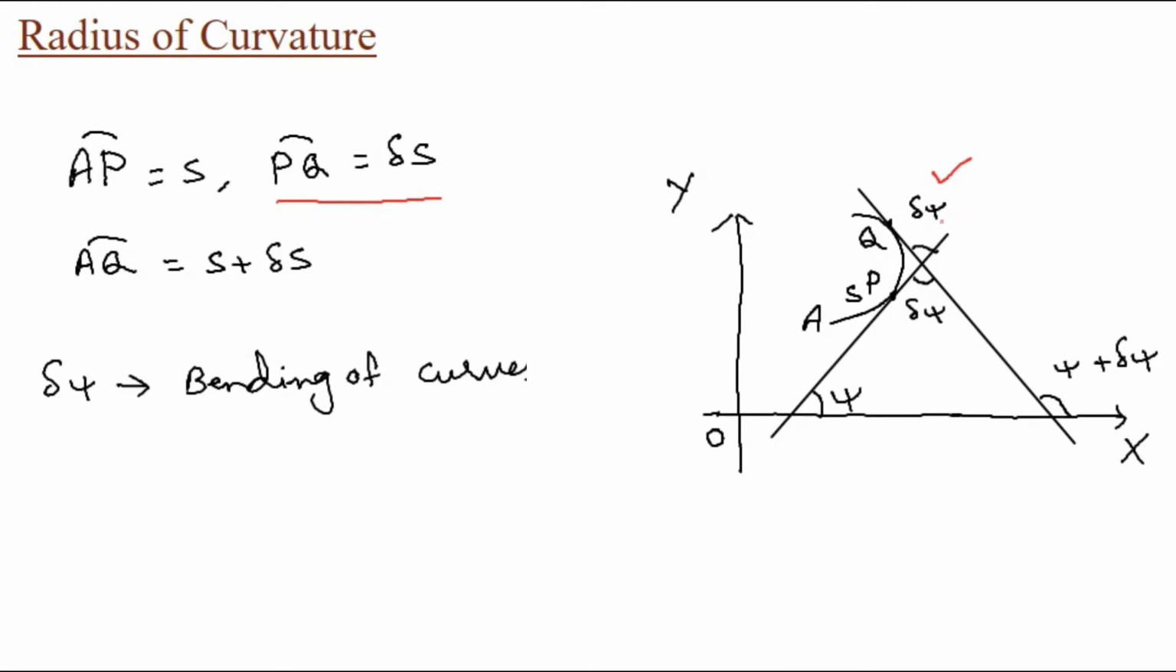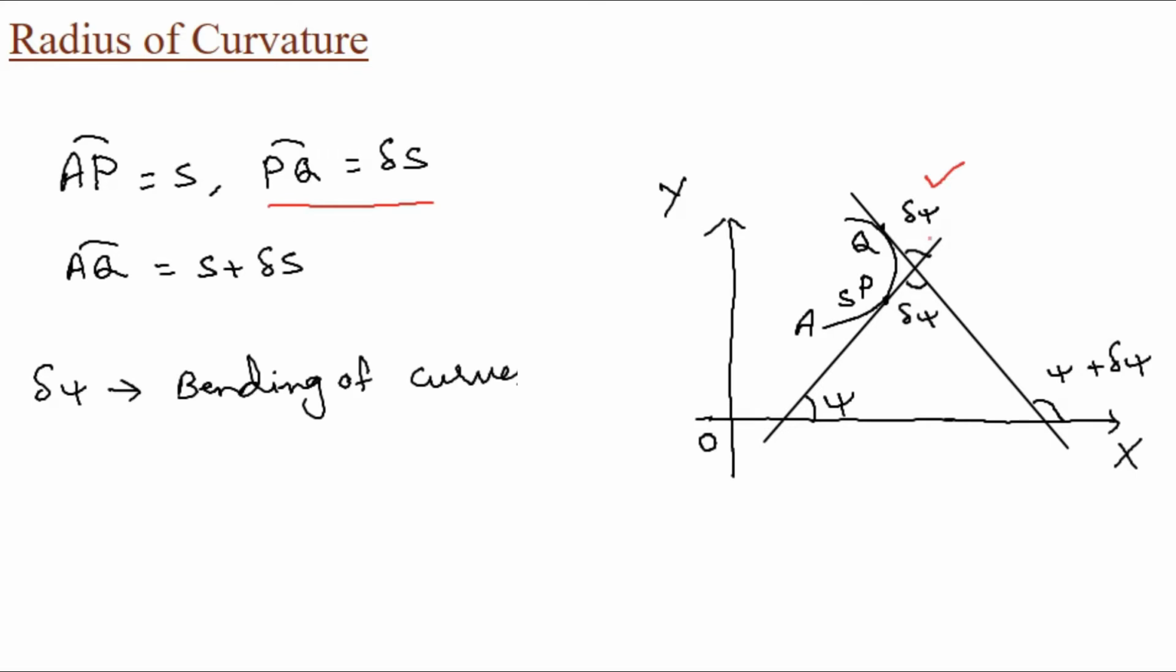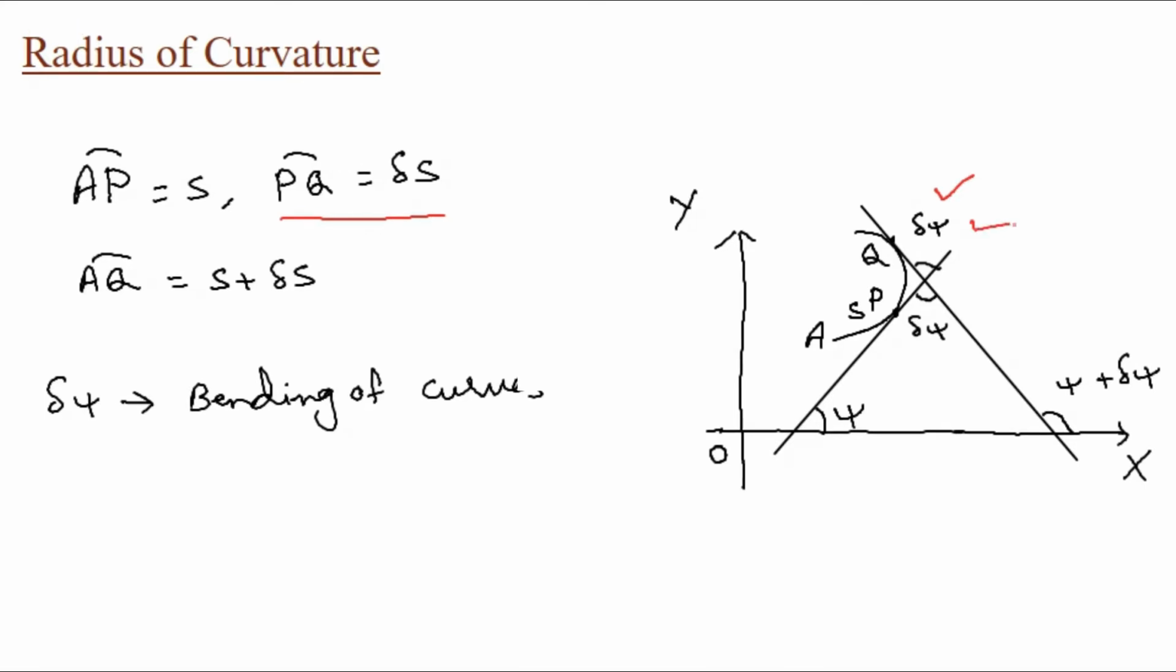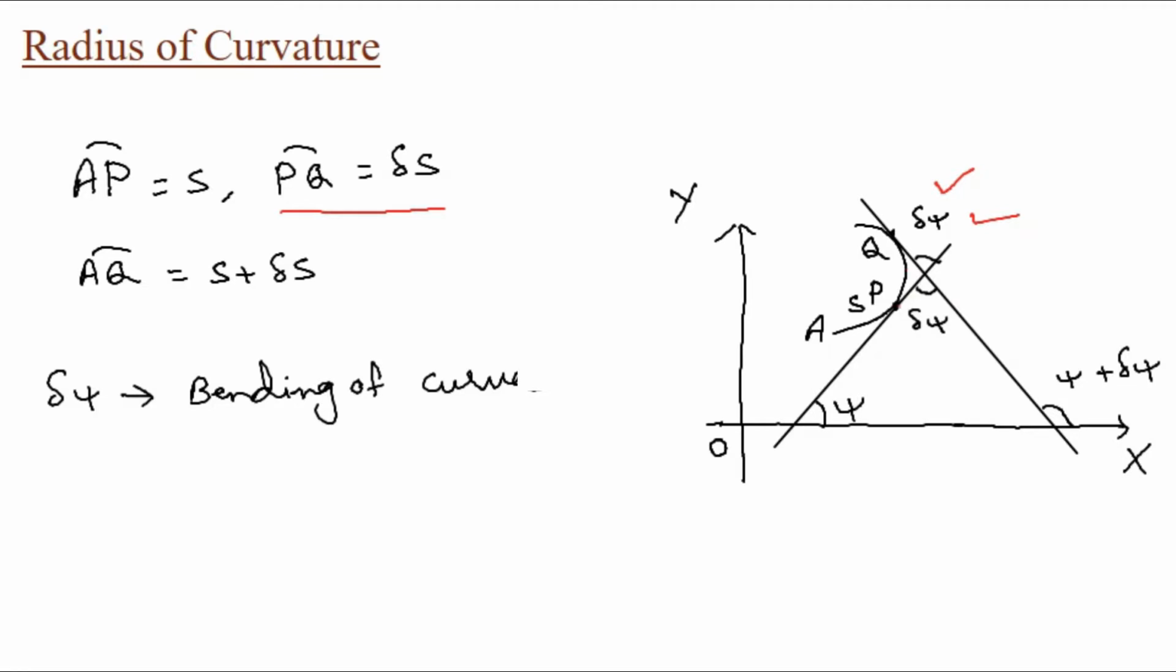If the distance between P and Q is small, then this angle between the two tangents, delta psi, will be small. Since the points P and Q are close to each other, the value of delta psi is also small. So therefore it represents the bending of the given curve. As the distance between P and Q increases, the bending of the curve will also change.